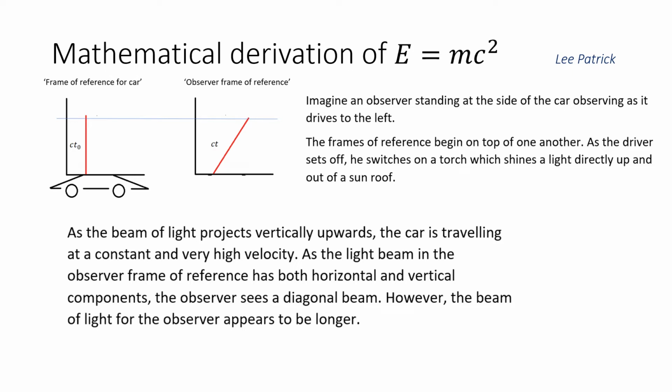As the driver sets off, he switches on a torch, which shines a light directly up and out of a sunroof. As the beam of light projects vertically upwards, the car is travelling at a constant and very high velocity. As the light beam in the observer frame of reference has both horizontal and vertical components, the observer sees a diagonal beam. However, the beam of light for the observer appears to be longer.